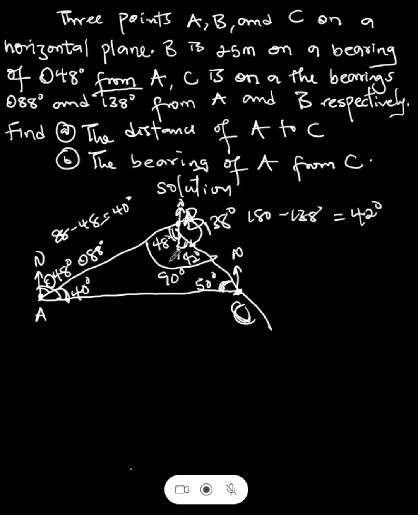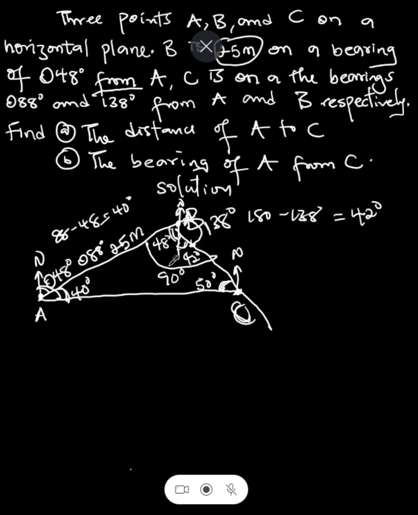We already have this to be 90 degrees. We have this to be 40 degrees. To get this, we sum these two up, which is 130 degrees, and subtract it from 180, which is 50 degrees. Now, we're told that the distance from A to B is 25 meters, right? So this is 25 meters.